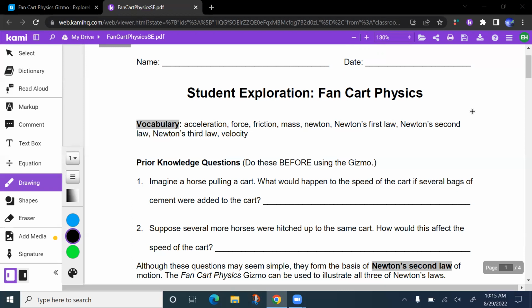Number one, imagine a horse pulling a cart. What would happen to the speed of the cart if several bags of cement were added to the cart? Number two, suppose more horses were hitched to the same cart. How would this affect the speed of the cart? Please pause the video for a moment and answer each of those questions to the best of what you feel might they be answered.